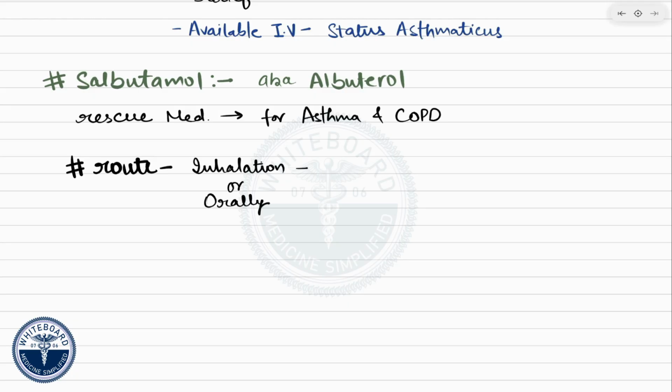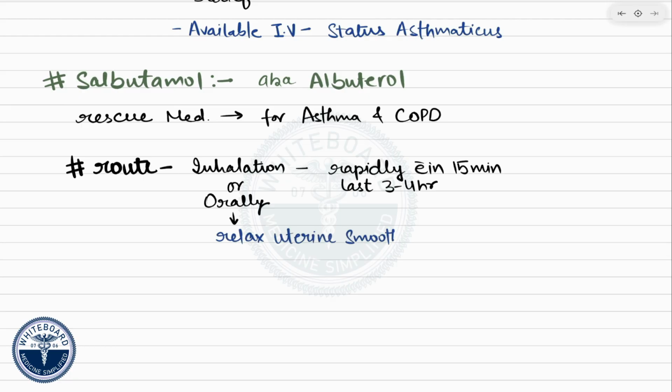When given by inhalation, it acts rapidly, producing significant bronchodilation within about 15 minutes, and its effects generally last for 3 to 4 hours. Although salbutamol is used primarily to treat bronchospasm, oral salbutamol can also relax the uterine smooth muscle through beta-2 receptor stimulation, allowing it to delay preterm labor. However, this use is uncommon today because more suitable tocolytic agents are available.